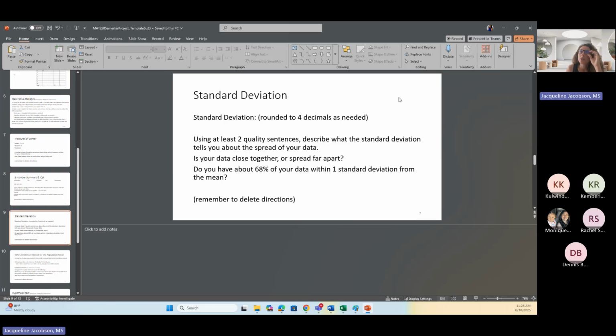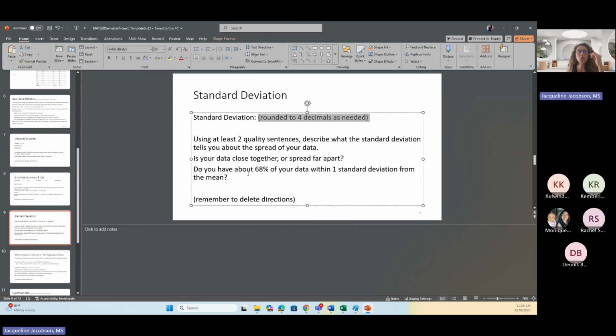Standard deviation. You have that value from one-var stats, so you would put that in. Using at least 2 quality sentences, describe what the standard deviation tells you about your spread. Is it large? Is it small? Does it tell you that you have a lot of variability or a little? Why or why not? You have to explain why.